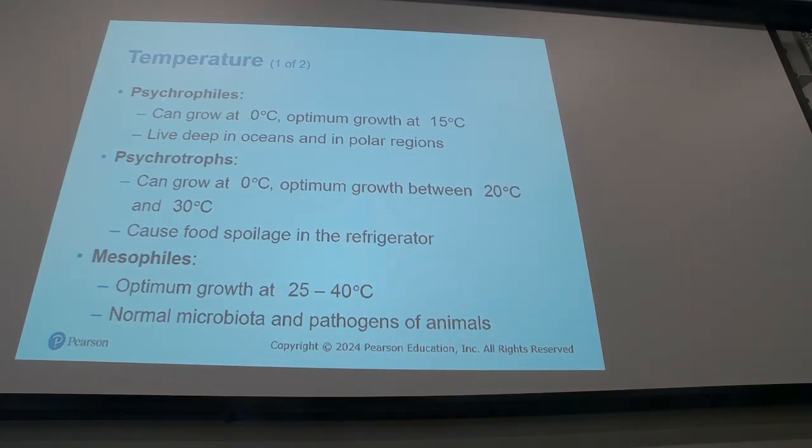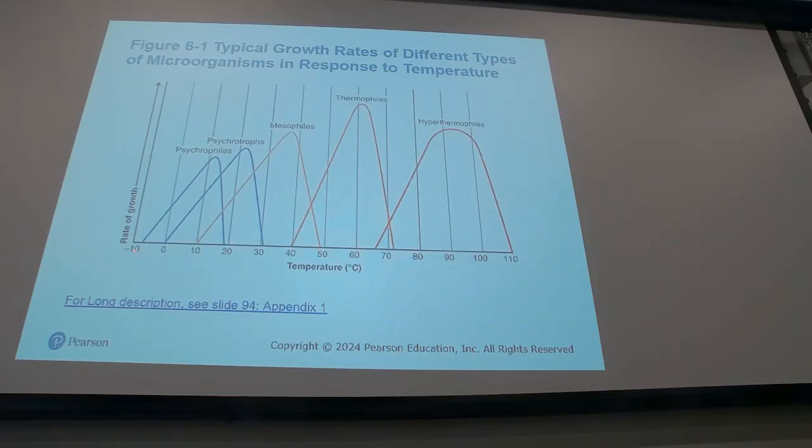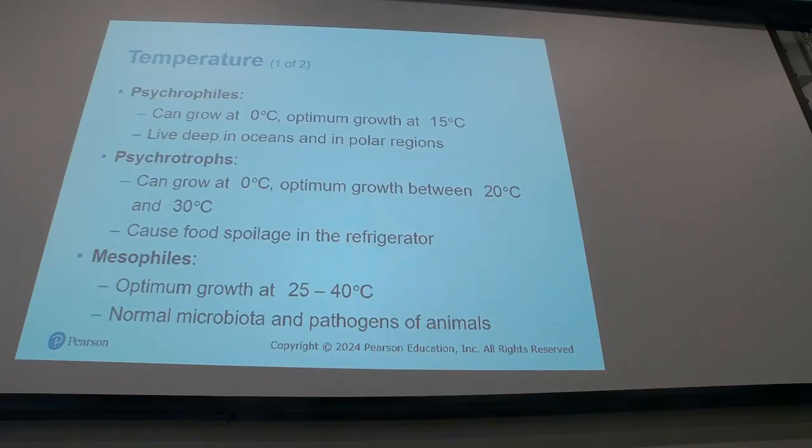So this one, the psychrophiles, because their range is actually from, if you see it here, from -8 to 0, the actual minimum temperature. They can live deep in the oceans and in polar regions. And there are scientists that go to the Arctic, and then they find samples that have these psychrophiles.